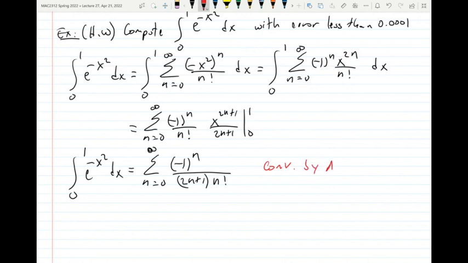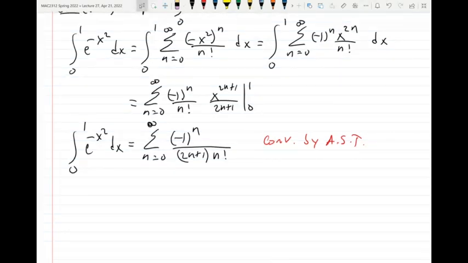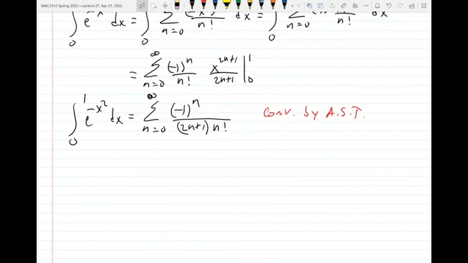So this converges by the alternating series test. And now you can find how many terms you need to get an error less than 0.001 by using the alternating series remainder theorem that we discussed earlier. Or if you want, you can use Taylor's theorem, but it's easy to use the alternating series remainder theorem here.